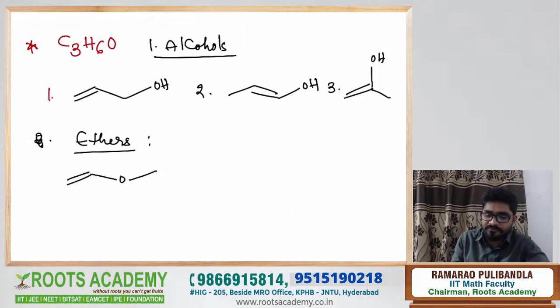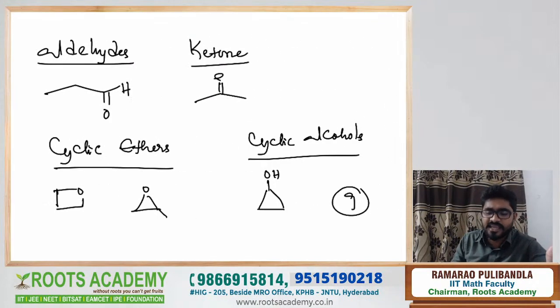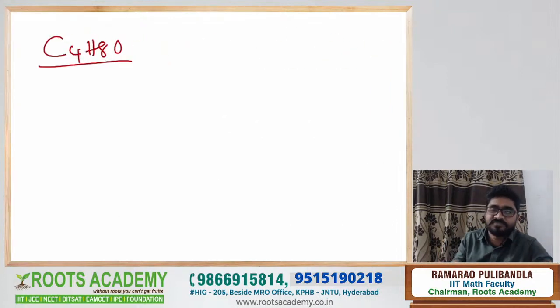I told already for C3H6O, no? According to that, you just write. Whatever the possibilities, the same possibilities, but the number is different. We can get alcohols, ethers, aldehydes, ketones, cyclic ethers, and cyclic alcohols. But the number is different. You try to write all the isomers for C4H8O, then the entire thing is done. You are okay with the isomerism.